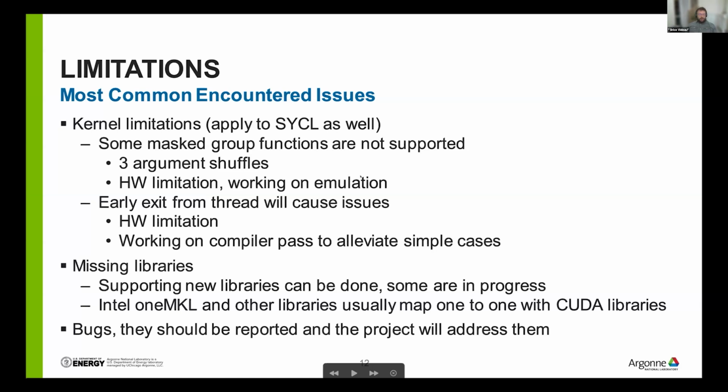Of course, we're not supporting all libraries that are missing, but we can add support for new libraries if one of our projects requires it, so it's on an as-needed basis. But the good thing is that Intel oneMKL and other libraries map very closely to the CUDA equivalents. And during ECP, we worked with Intel so that there was not a lot of divergence between the existing math libraries and the new functions added into oneMKL, to improve the portability of applications. And of course, if you encounter a bug, report it and we will address that.